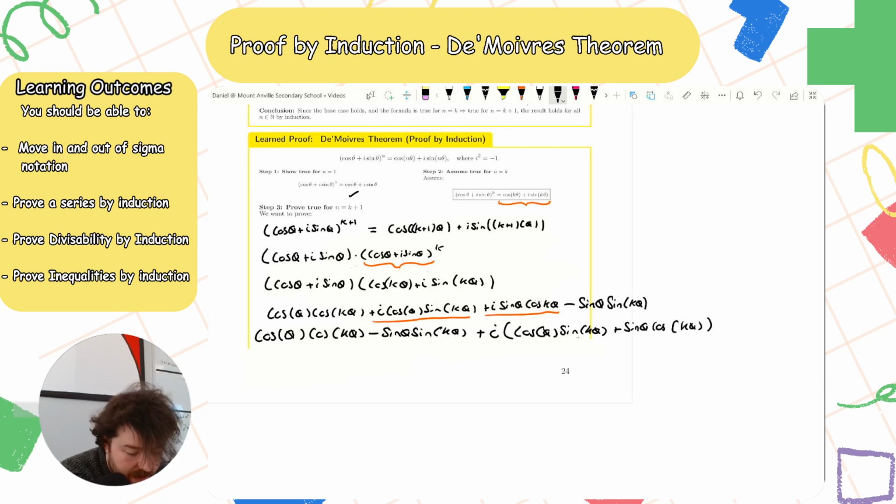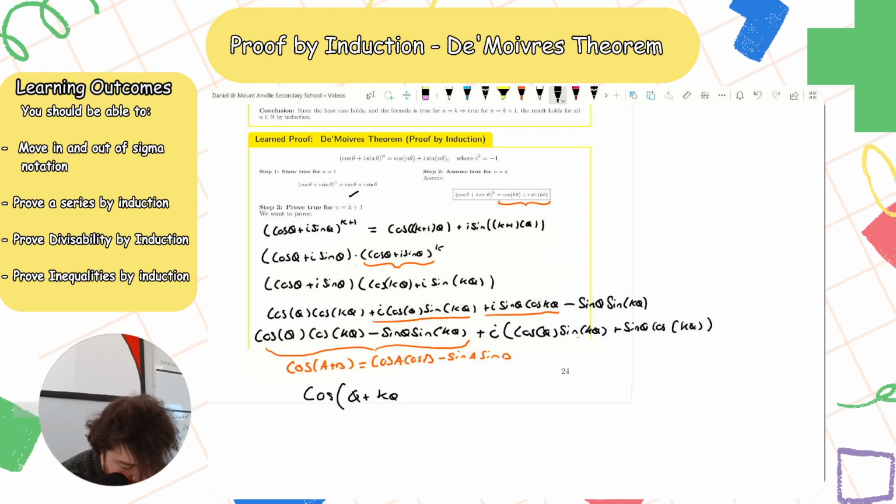Now, what we do here is we're going to use a trig identity. So, if you recall the identity here, cosine (A plus B) is equal to cosine A cosine B minus sine A sine B. And that matches up here. So this actually simplifies to cosine (theta plus k theta).